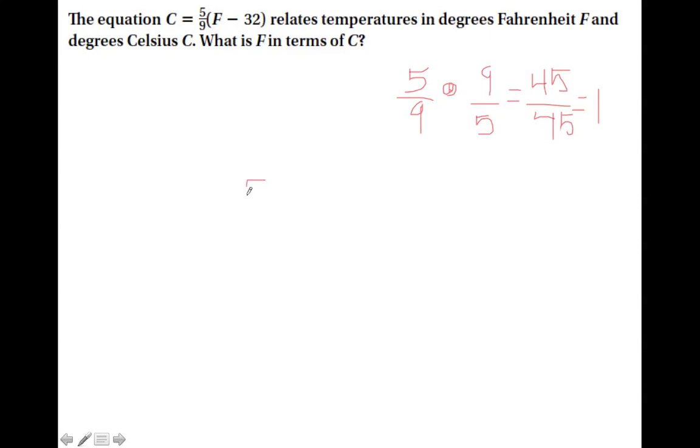So we will have 9/5 C equals, and we got rid of this, we're left with F minus 32. So our last step is to get F by itself, which you need to add 32 to both sides. So what is F in terms of C? You should get F equals 9/5 C plus 32.